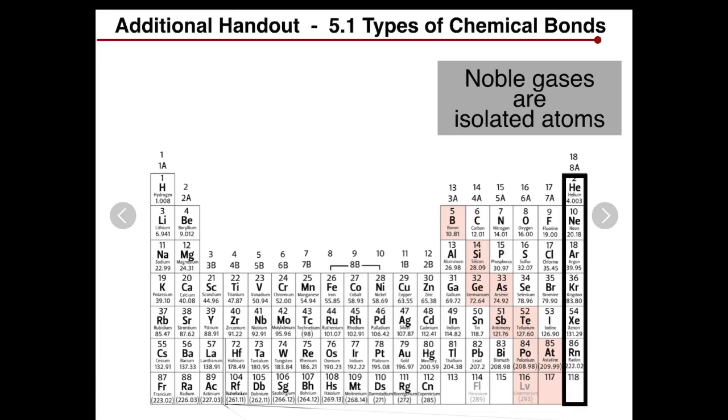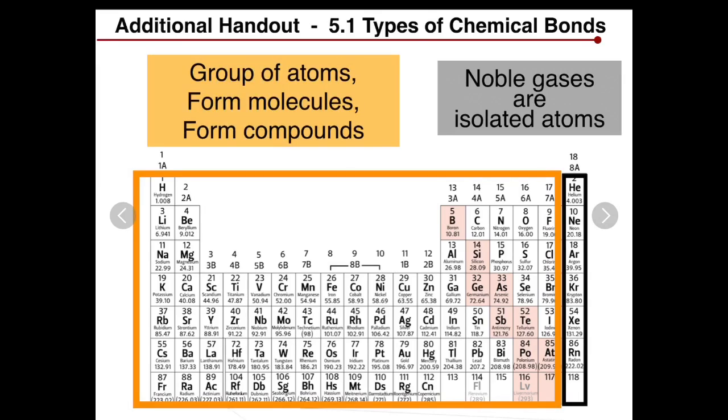So when we talk about the rest of the elements, those are what we are going to focus on when we talk about chemical bonds, okay? Because these elements are going to form groups of atoms, or sometimes they are going to form molecules or compounds. At the end of this lecture, you are going to see the difference between groups of atoms, molecules, and compounds. We are going to focus on everything else except the noble gases, because in nature, the noble gases are going to be present as isolated atoms.